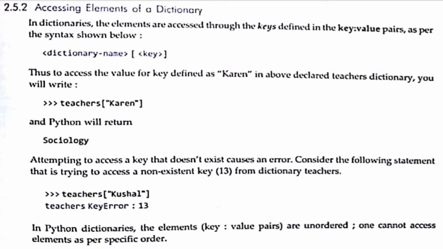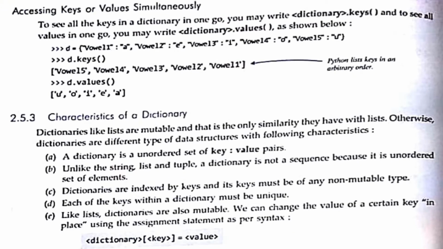Next is accessing keys or values simultaneously. To see all the keys in a dictionary in one go, you may write dictionary.keys, and to see all values in one go, you may write dictionary.values as shown below. So here a dictionary is created with the name D, and the keys and values are given: vowel 1, vowel 2, vowel 3, vowel 4, vowel 5. These are the keys, and the values are A, E, I, O and U.